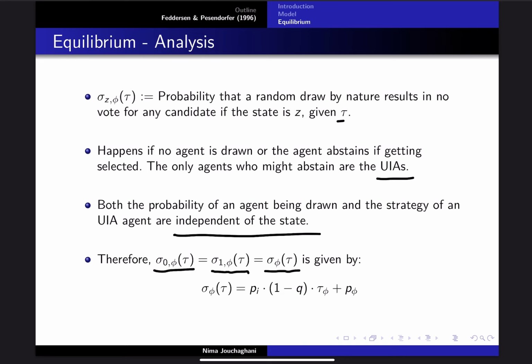In particular, we can explicitly write it down. It's first of all, obviously, the probability that an agent is not selected, which was P of phi, if I'm not mistaken. So this is the probability of not being selected. Then it's the probability of an uninformed independent agent to stay abstained, so not vote, which is here represented by tau of phi.